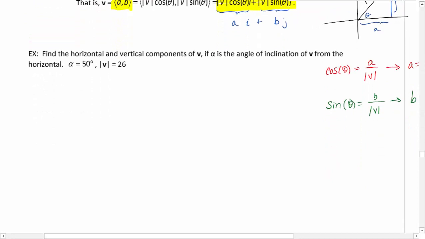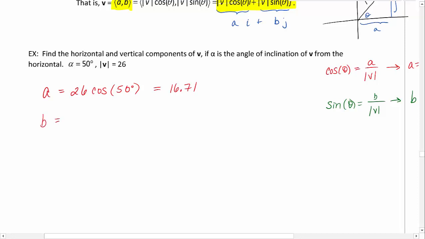So let's find the horizontal and vertical components of vector v if alpha is the angle of inclination of vector v from the horizontal. So alpha is 50 degrees. The magnitude of v is 26. Don't try to make this hard, just plug it in. Our coordinate a is going to be equal to 26 times cosine of 50 degrees. And let's round to the nearest hundredth here. So that's going to be equal to 16.71.